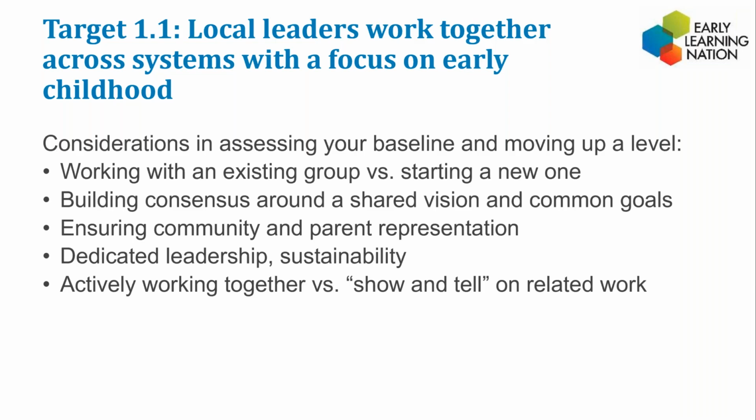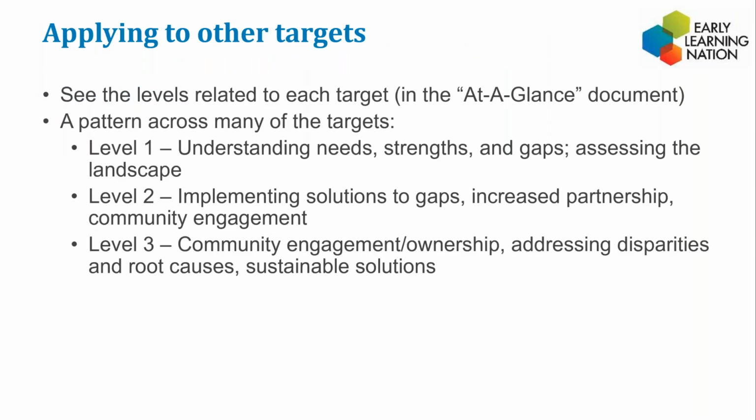So that's target 1.1, and some of what comes into how you think about the differences between the levels and what it might take to move from one to the next. And that pattern applies to other targets as well. So you can see the at-a-glance document in the webinar here, and you'll notice a pattern for many of the targets. Level 1 is about getting the landscape, understanding the needs and strengths and gaps. Level 2 is about implementing solutions to those gaps, increasing your partnership, increasing community engagement. At level 3, you've really got deep community engagement or community ownership of the work. You're addressing disparities and root causes of those disparities, and you're finding sustainable solutions to the challenges you're facing.